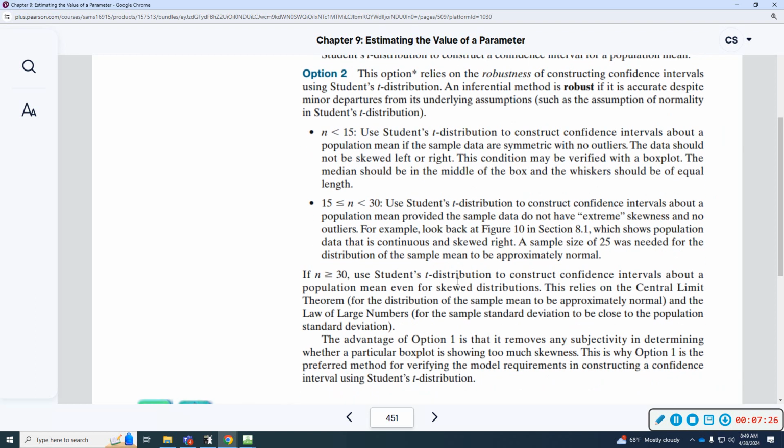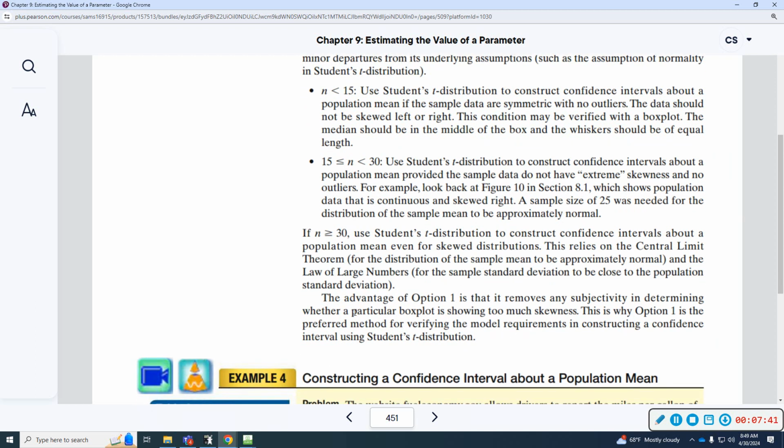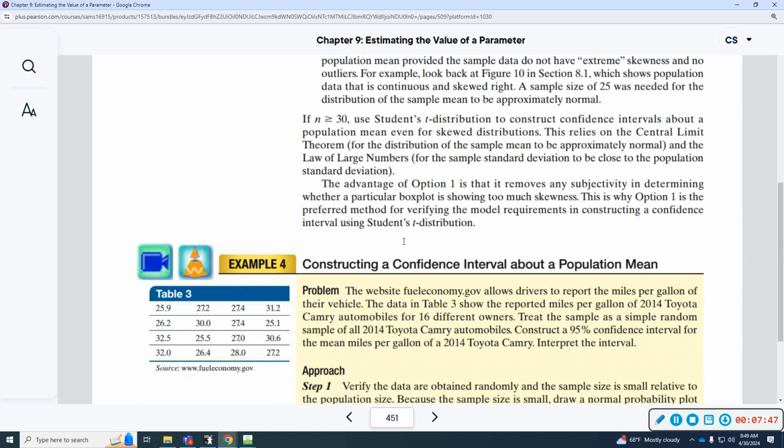And then if n is greater than 30, use the t-distribution to construct the confidence interval. This relies on the central limit theorem, so it's approximately normal. The advantage of option 1 is that it removes subjectivity in determining whether a particular box plot is showing too much skewness. Okay, so those are some things you do want to be aware of.